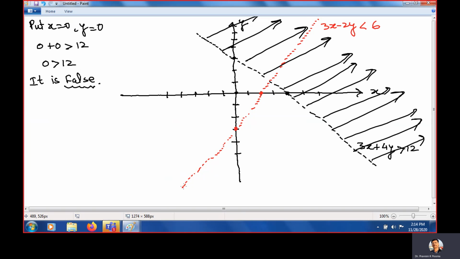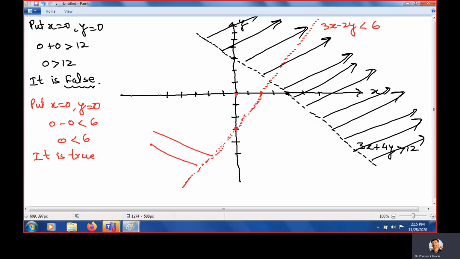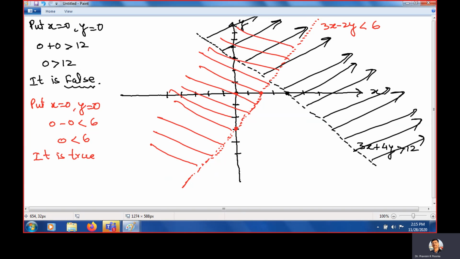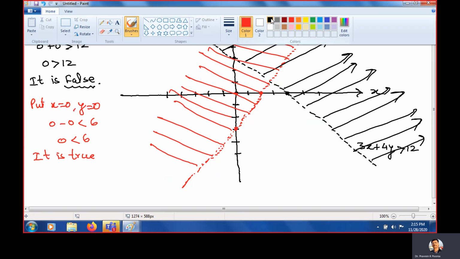If it is a scale, then we can make it better. Here it is not perfect. So put x is equal to 0, y is equal to 0. It is 0 minus 0 less than 6, 0 less than 6, and that means it is true. True means this side up, including the origin, is the solution. So the red shows the solution for equation 2, and black shows the solution for equation 1.